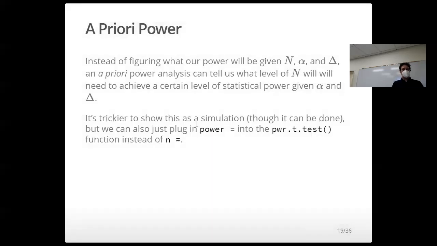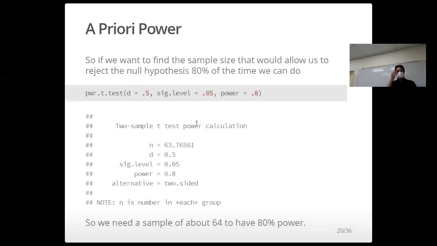It's a little bit harder to simulate this. You can do it, but it takes a lot more steps, so I'm not going to go into that. But we can just use the function here. So let's say that I wanted to find the sample size I need to have 80% power to detect a Cohen's d of 0.5. We see that I need a sample of about 64 per group. So I don't need a full 100 to have 80% power. Any questions about that? Make sense?